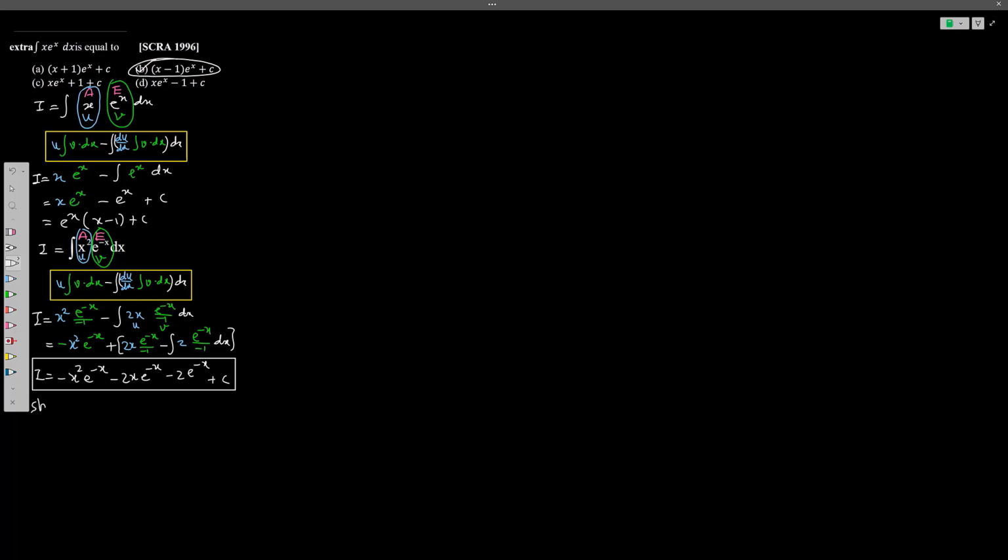So let me give you one shortcut. But a shortcut is possible for x raised to n into f of x, where f of x can be e raised to x, sin or cos. Okay? E raised to means exponential term. Let's say we have to integrate x square into e raised to minus x. Then first hold x square. X square as it is term for integration.